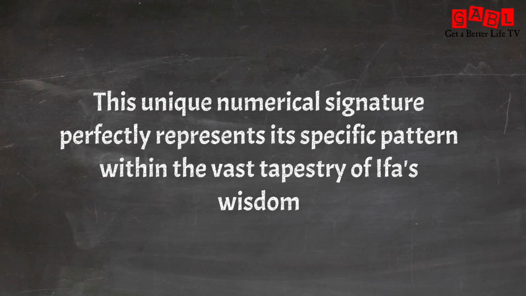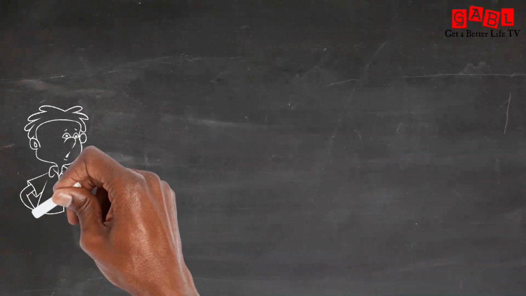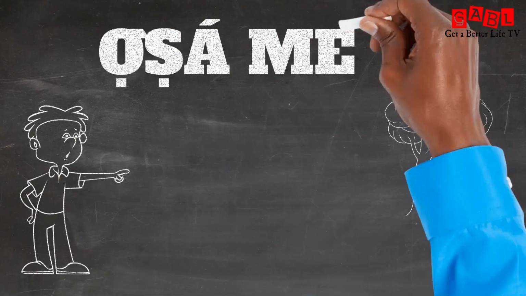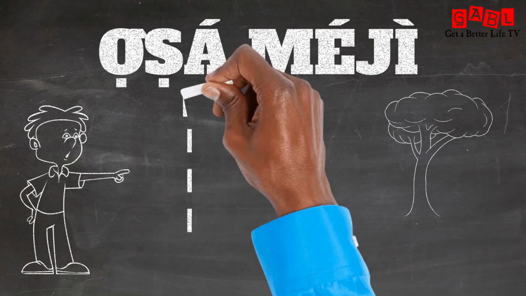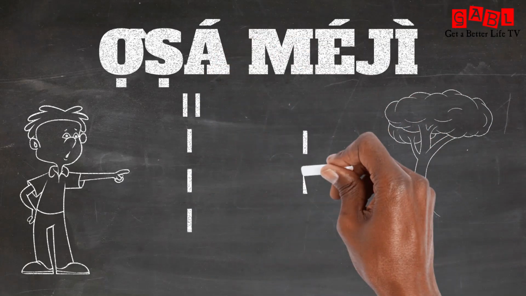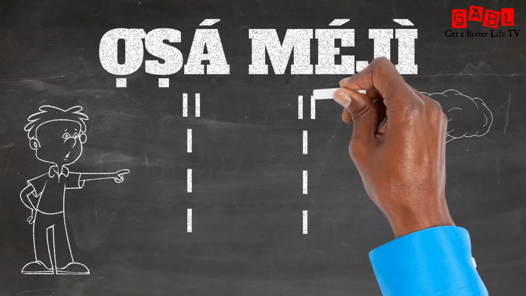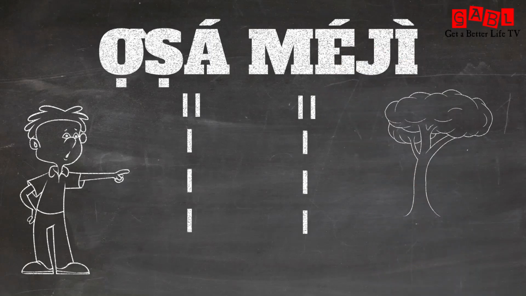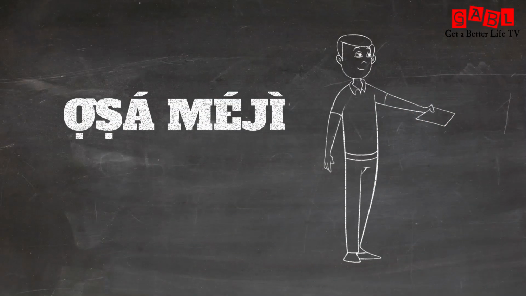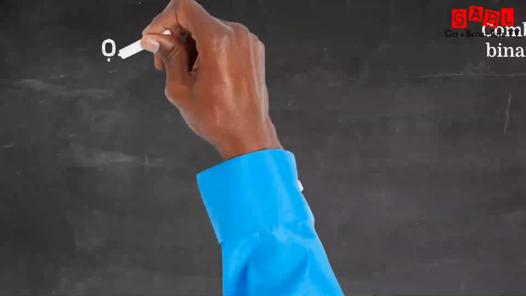Now let's move on to Osa Meji. Next up is Osa Meji, an Odu profoundly associated with transformation, sudden change, the power of wind, and movement. Its pattern also reflects its dynamic nature. Here is the pattern for Osa Meji.